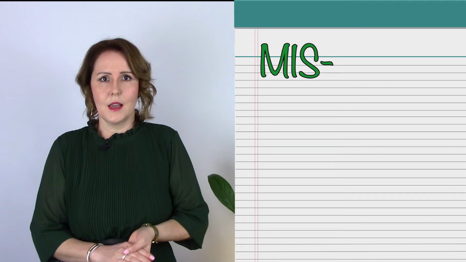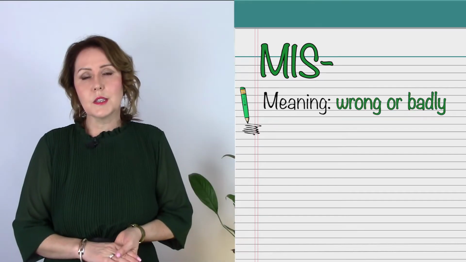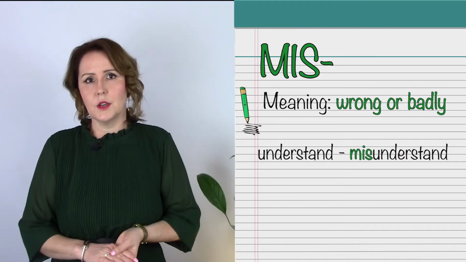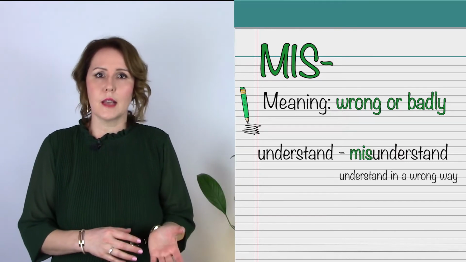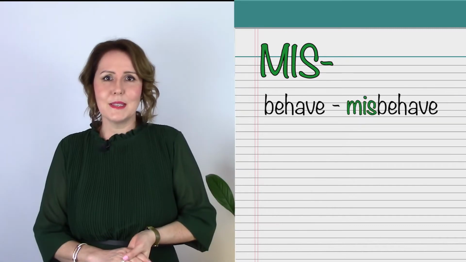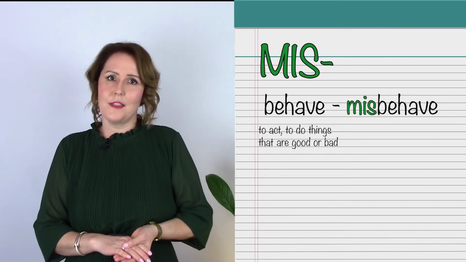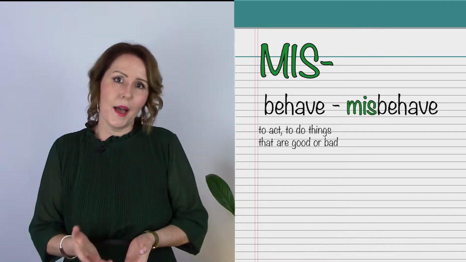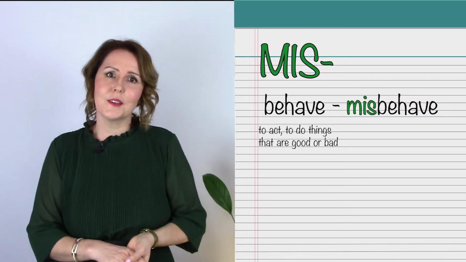Prefix miss means wrong or badly. You can attach miss to a verb, understand or misunderstand, which means that you understand someone or something in a wrong way. Behave, misbehave. To behave means to act, to do things that are good or bad. When you hear you have to behave, it means you have to be good.